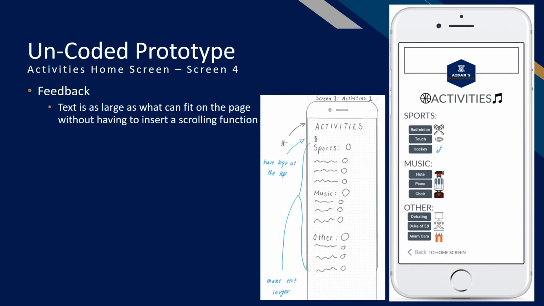The activity's home screen was one of the better developed ones, with only one piece of feedback that the text on the screen should be larger. This was acted upon so that users would not have difficulty reading the different options.